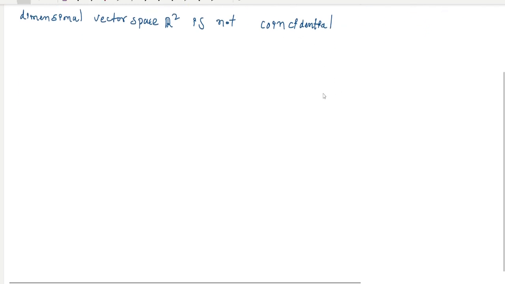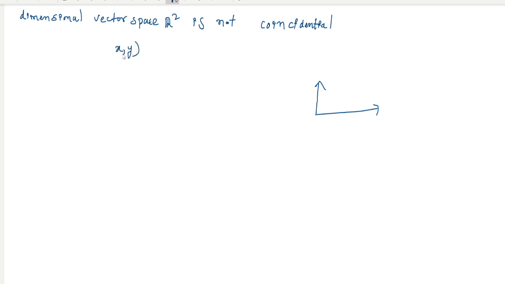Here I'm taking two vectors, this one is one vector and another vector is this one. Two non-collinear vectors on a plane form a linearly independent set. The best example is the well-known xy plane, the two-dimensional vector space.